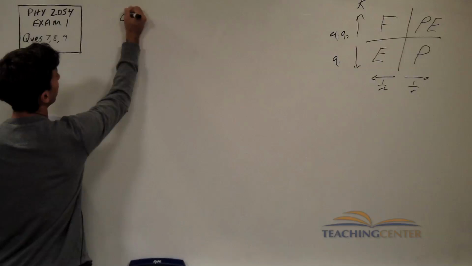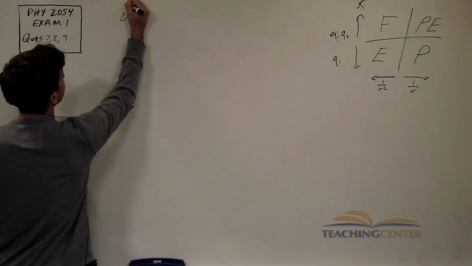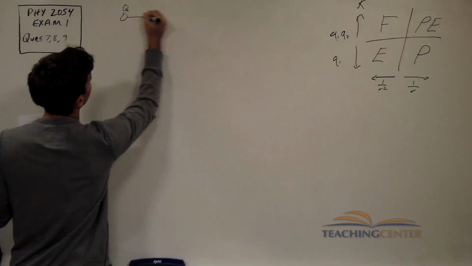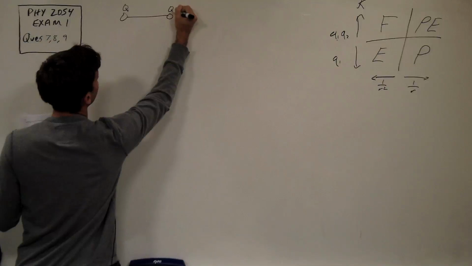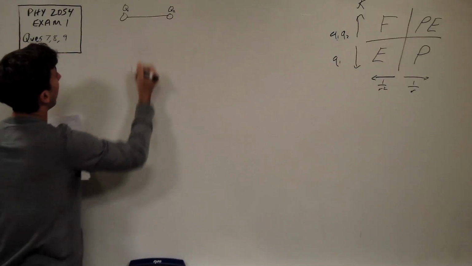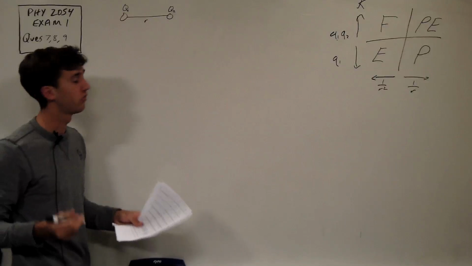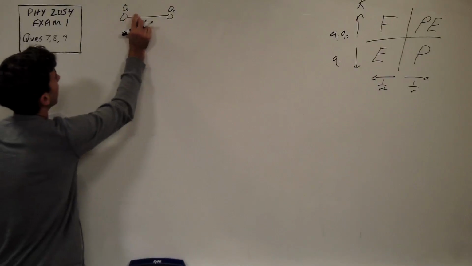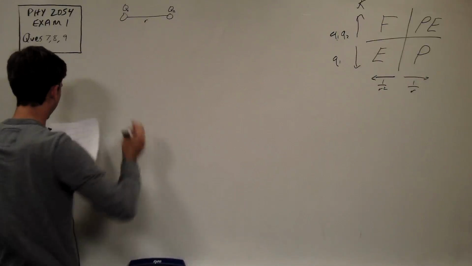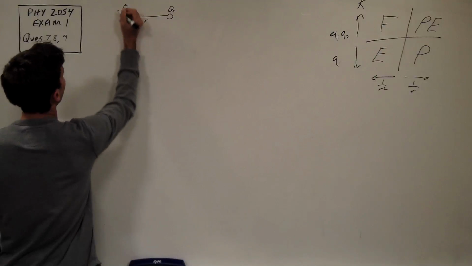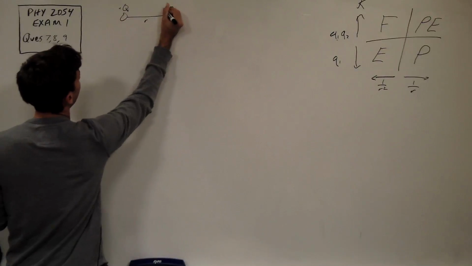You've got two charges, Q1 and Q2, and they're separated by distance r. It asks for where the electric field is 0. The setup for this problem has Q1 be positive and Q2 be negative.